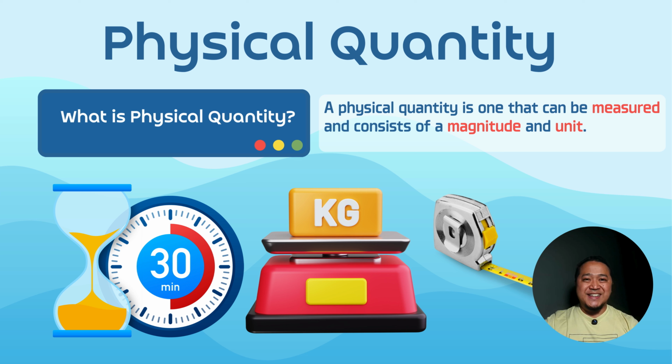A physical quantity is something that can be measured. It must have two things: a magnitude, a number, and a unit. For example, 3 meters. 3 is the number and meter is the unit.